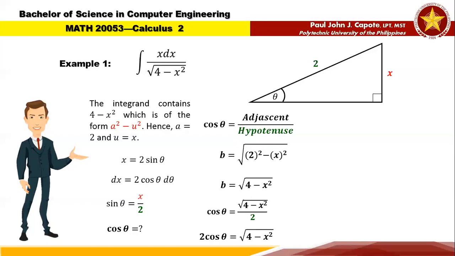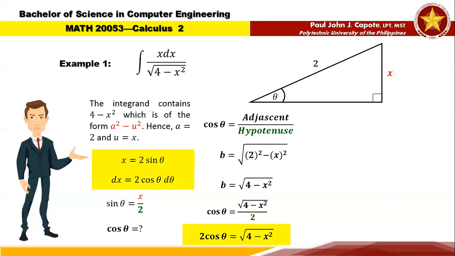Now, simplifying this equivalent expression for cosine theta, we have 2 cosine theta is equal to the square root of 4 minus x squared. Now, why do we cross multiply 2 to cosine theta? Remember that our dx is equal to the expression 2 cosine theta d theta. So we express this value of cosine theta into 2 cosine theta and find its equivalent expression.